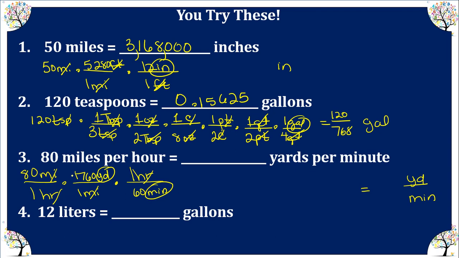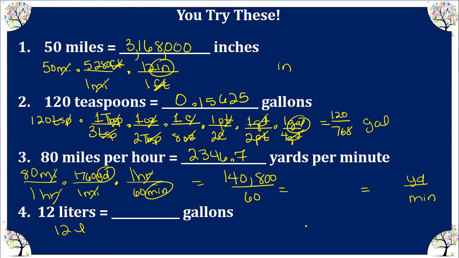On the top, we're going to multiply 80 times 1,760. That gives us 140,800 divided by 60. And we're going to round this to 0.7 there. And now we're going to go to 12 liters.